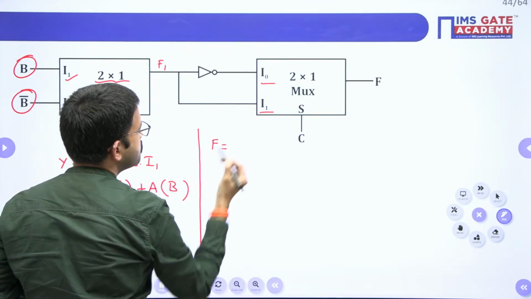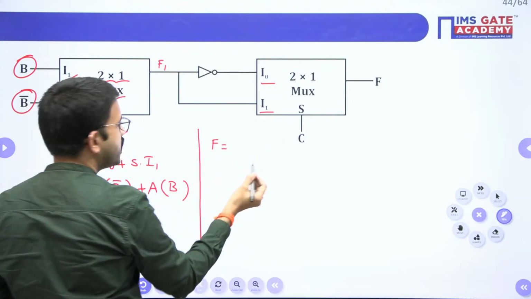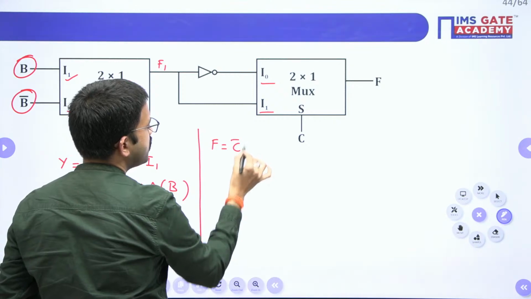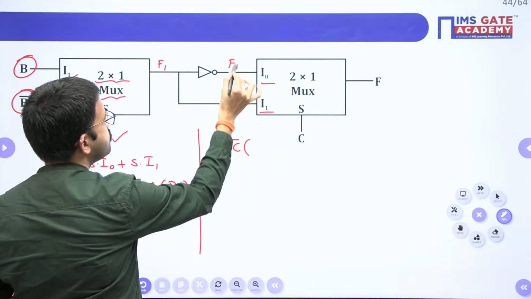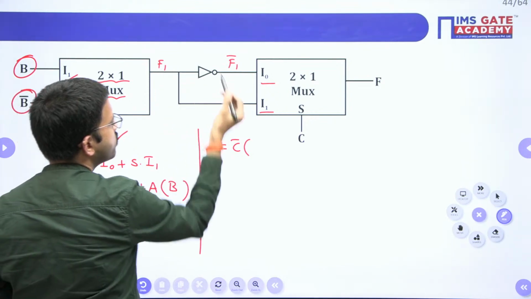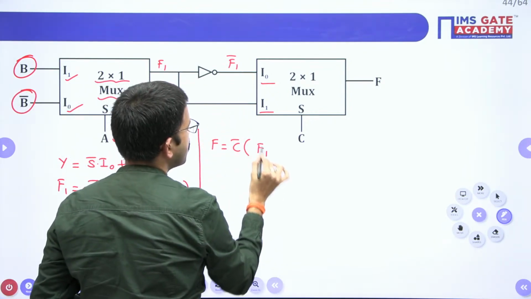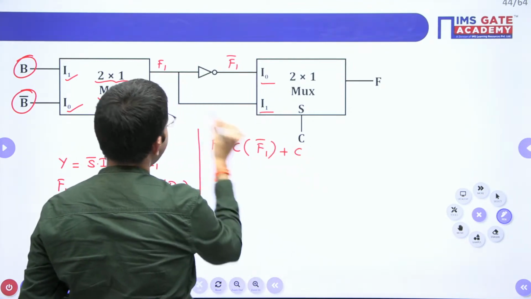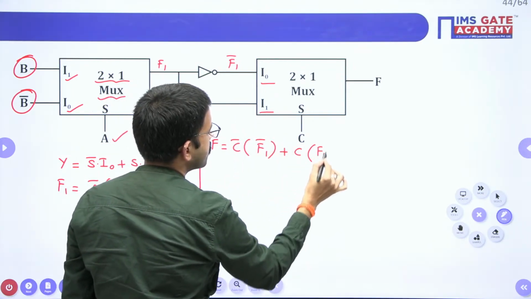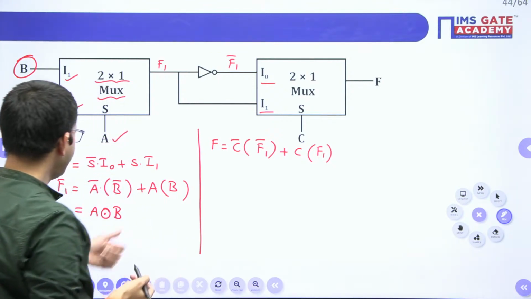F equal to, here selection line is C, so that means C bar into I0. I0 is nothing but F1 bar. Here F1 is input, output of NOT gate is F1 bar. Then selection line is C, input is I1, I1 is nothing but F1. So just substitute your F1 here.